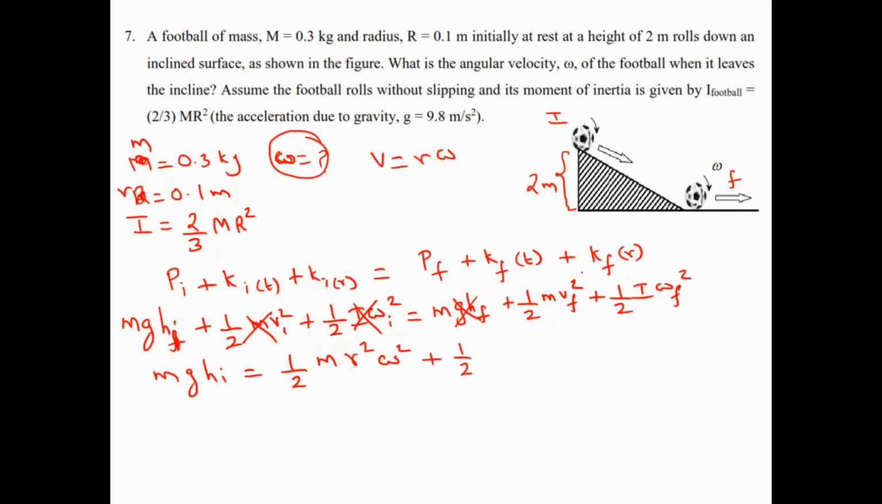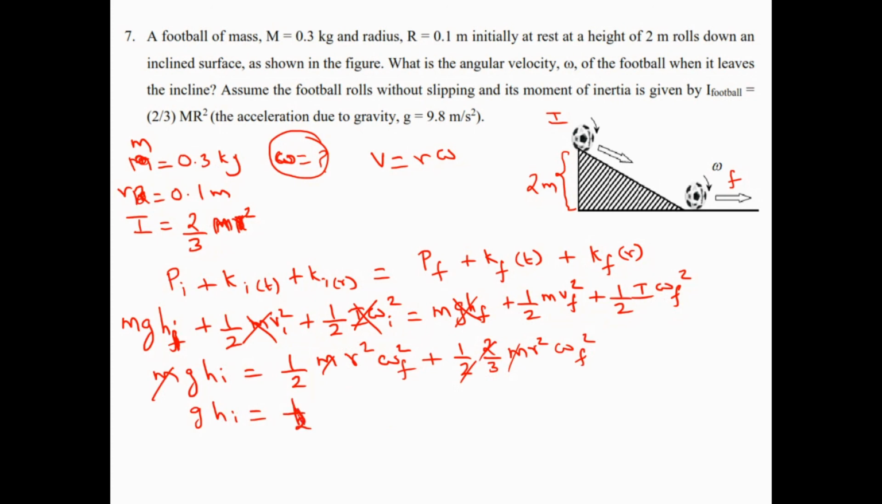What is the moment of inertia for the football? The moment of inertia for the football, they mention, is 2 over 3 m r square. So I'm going to substitute the value here for this I: 2 over 3 multiplied by m r square multiplied by omega final square. Clear? Now I can cancel this mass on both the left hand side and the right hand side. Also I can cancel this 2 with 2. What is remaining? g h initial, which is equal to half r square omega f square.